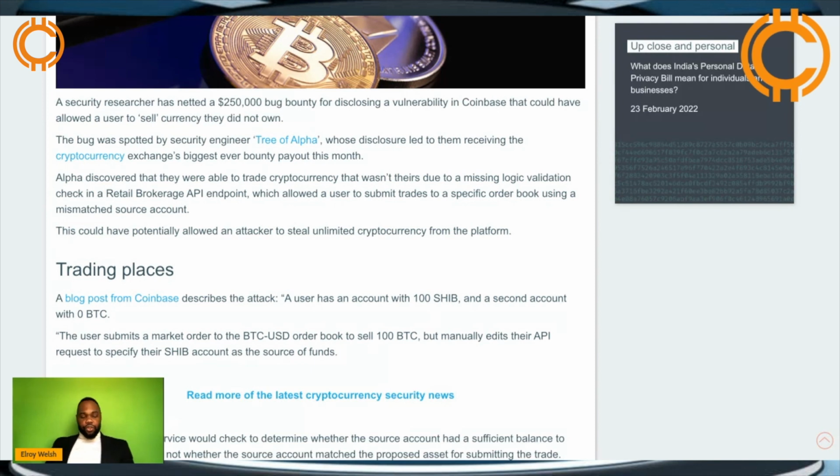So, if you're new to crypto, that's going to sound like a lot of jargon, to be honest. But essentially, the main thing is users who did not have certain cryptocurrency were allowed to trade or sell cryptocurrency that they didn't own just because of that bug in the system.